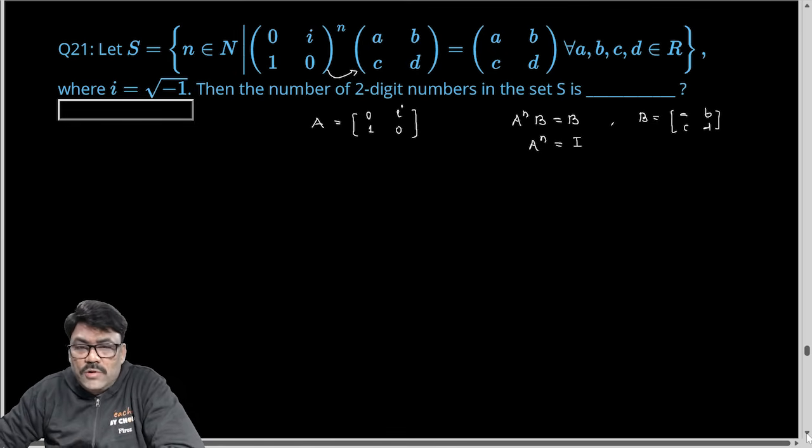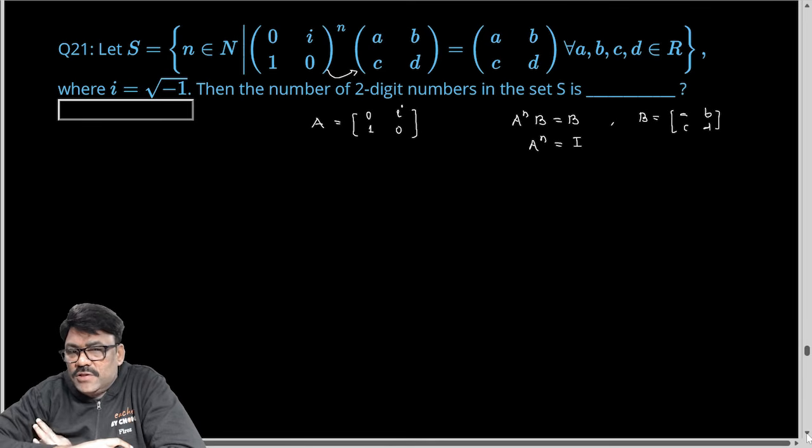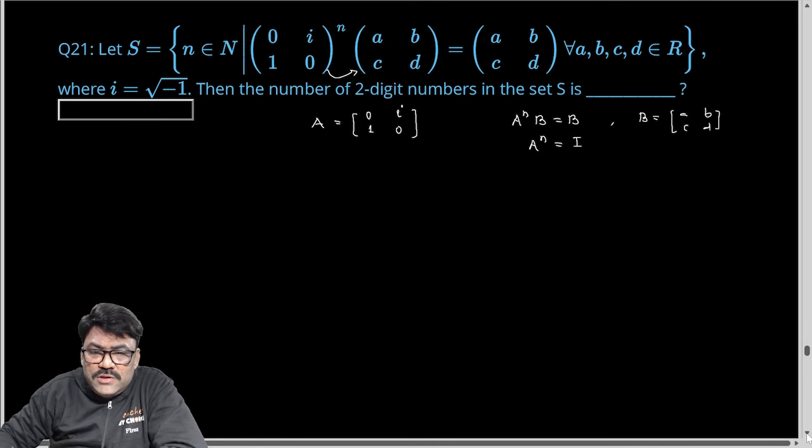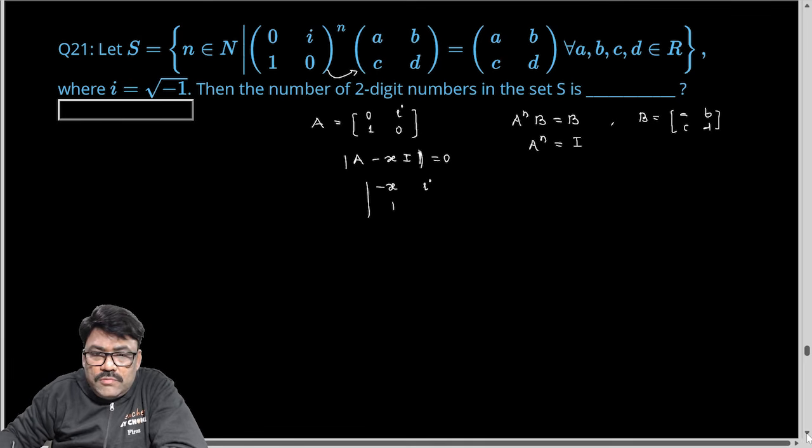So let's see how A raised to n can be an identity matrix. One method will be just hit and trial: find A square, then A to the 4, then see at which power you get an identity matrix. Or the other method will be to form the characteristic equation of this matrix. The characteristic equation will be the determinant of A minus x I. So you will get minus x, iota, 1, 0, minus x.